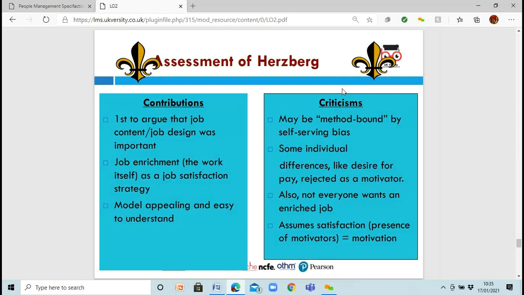Now we've got the assessment of Herzberg. The contributions of Herzberg's work are, first, to argue that job content is important, job enrichment, so the work itself is extremely satisfactory, and the model is appealing and easy to understand. But the criticisms are that it might be method bound. Some individual differences, like desire for pay and so on, can be negative towards it. Also, not everybody wants an enriched job. So it assumes satisfaction means that you're going to be motivated.